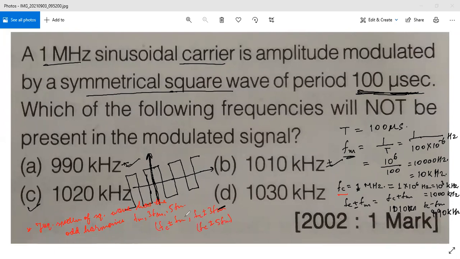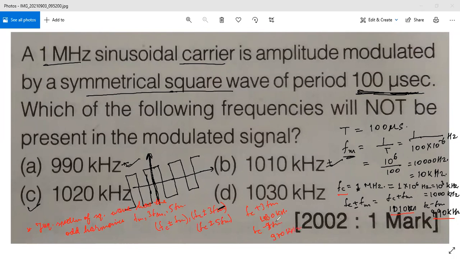Theek hai? So we have to bear this in mind when we are dealing with the square wave, symmetrical square wave. So in this case, we have calculated the value of FC plus minus FM, which we have got as 1010 kilohertz and 990 kilohertz. Instead, we will also get FC plus minus 3FM. So FC plus 3FM ka value kitna hoga? FC ho gaya 1000. Yes, FC plus 3FM. FM is 10, so 3FM is 30. So 1000 plus 30, that is 1030 kilohertz. Okay. And FC minus 3FM. So FM is 10. So 3FM is 30. 970.